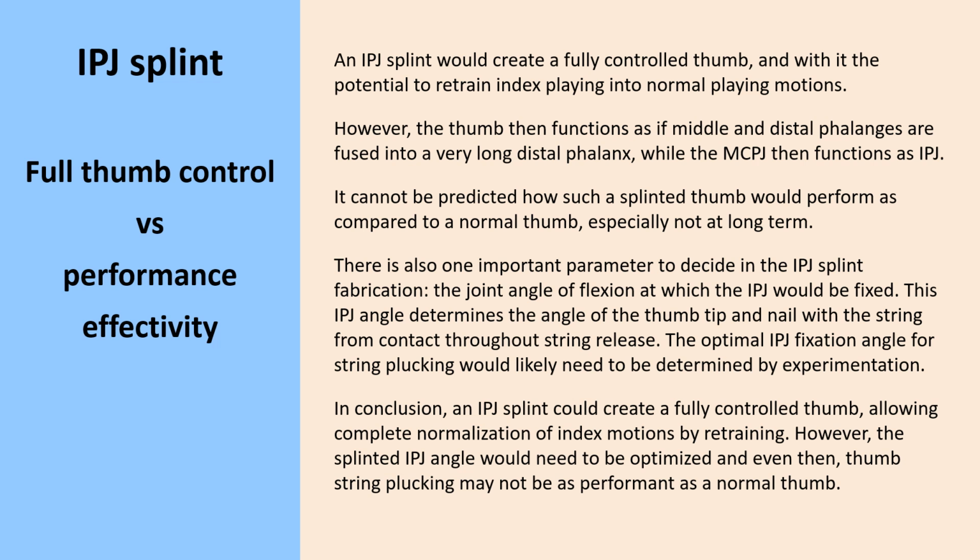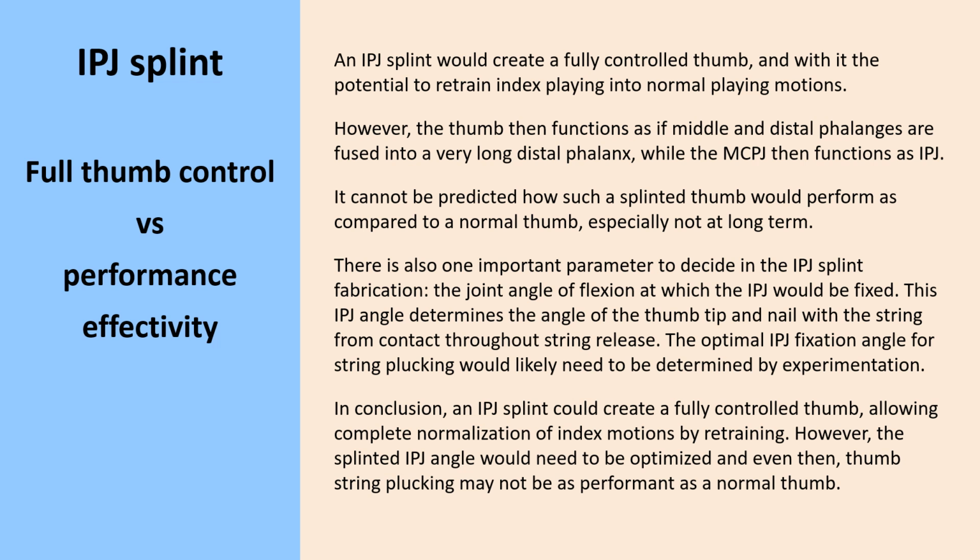It cannot be predicted how such a splinted thumb would perform as compared to a normal thumb, especially not at long term. There is also one important parameter to decide in the IP joint splint fabrication: the joint angle of flexion at which the IP joint would be fixed. This IP joint angle determines the angle of the thumb tip and nail with the string from contact throughout string release. The optimal IP joint fixation angle for string plucking would likely need to be determined by experimentation.